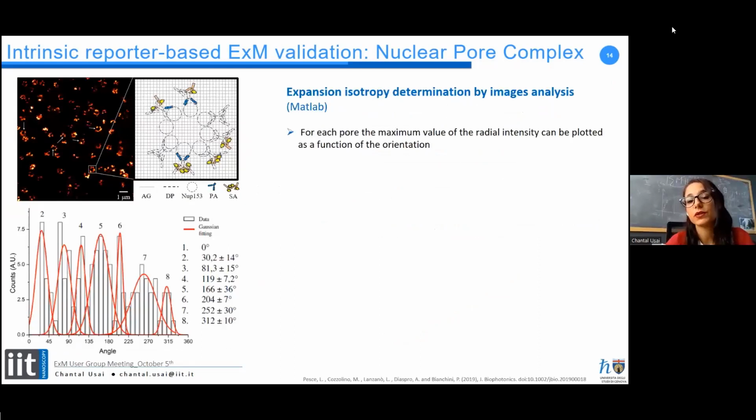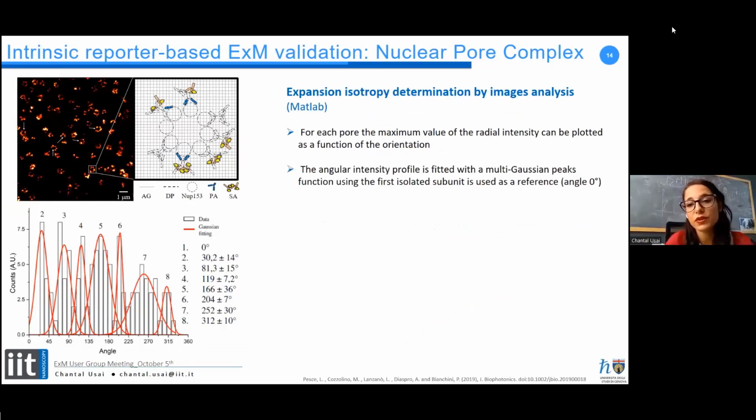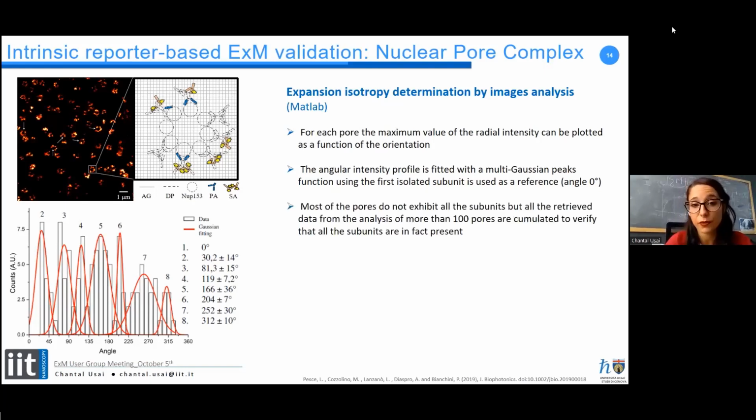Then we wanted to determine if the expansion was isotropic or not. And this was done again using image analysis. So for each pore, we know that the maximum value of the radial intensity can be plotted as a function of the orientation. So what we did was to fit this function with a multi-Gaussian peak, and we used the first subunit as a reference, attributing to it the angle 0.